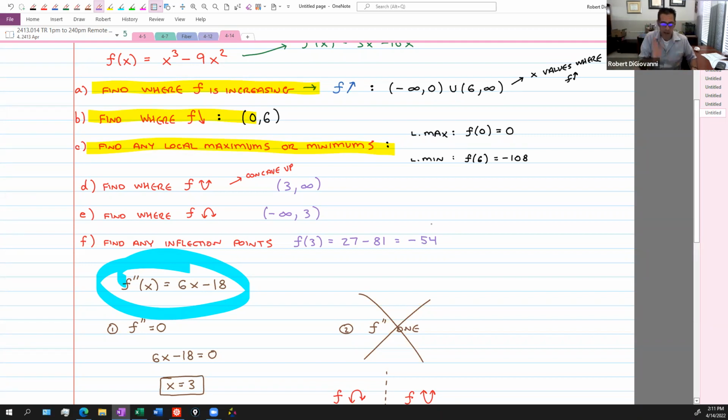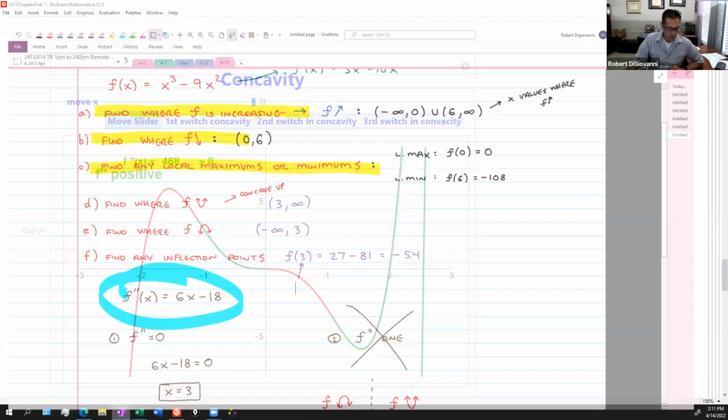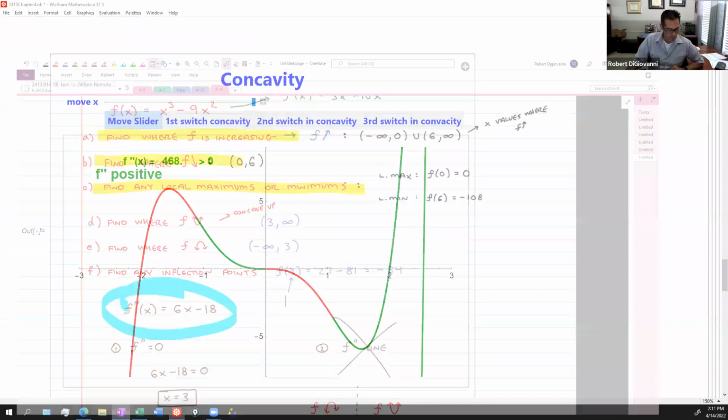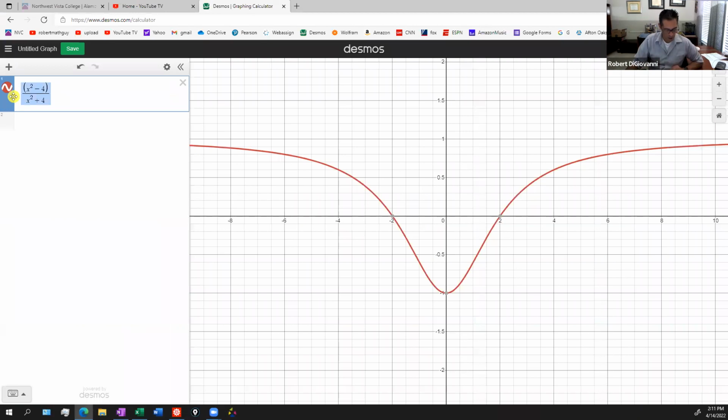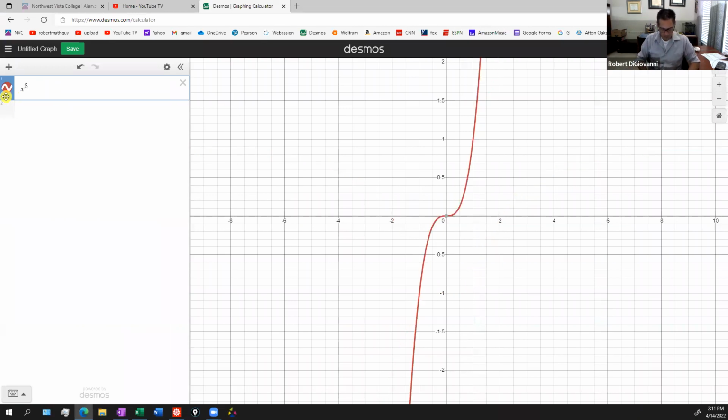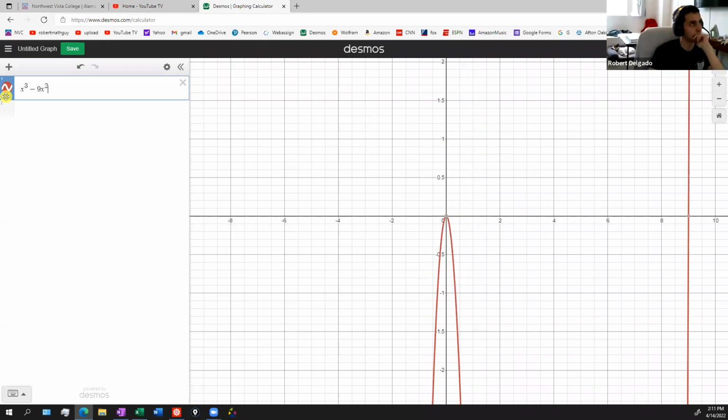That's just to have, okay? The main thing about the inflection point is knowing where it happens. It happens at 3, but I always say just plug the 3 into the original function, and that way you have a point. Let's go look at this function. It was x cubed minus 9x squared. Was that it? Yeah, okay, that was it.